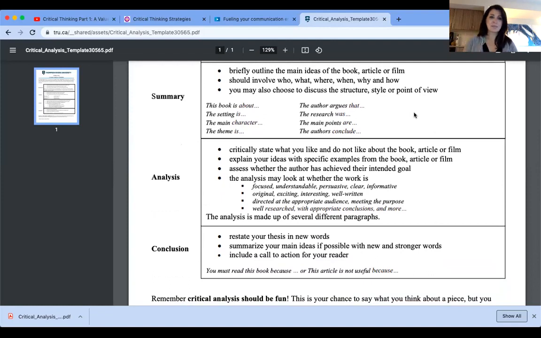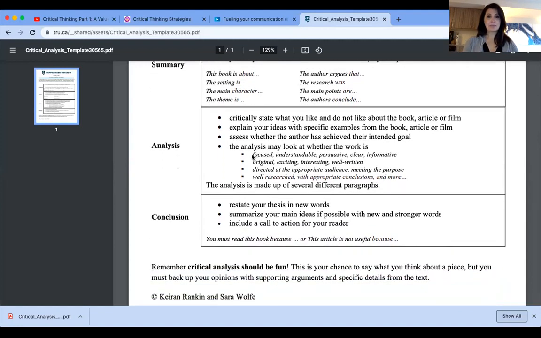In the stage of the summary, when you're talking about a specific critical analysis of a specific debate or issue, you need to be able to word it, to phrase it, to clearly say what exactly the issue might be. In the stage of the analysis, you need to be able to focus, and you need to think about whether it is clear, informative, well-written, interesting, and original. You need to think about the appropriate audience.